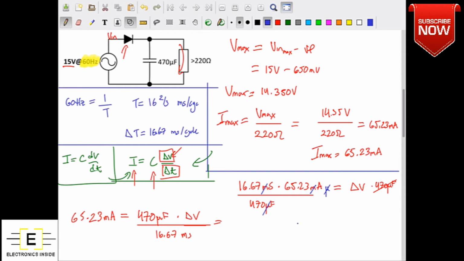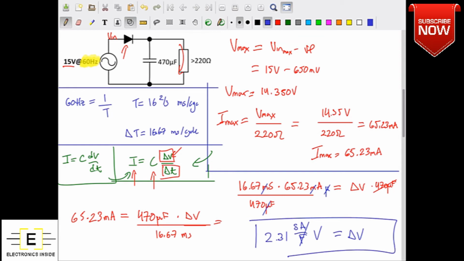And if we solve that, which I won't do on the screen, you'll actually wind up with a final delta V of 2.31 second amps divided by farads, which is volts. So we have 2.31 volts of total supply ripple, which seems like it's a really big chunk of supply ripple.